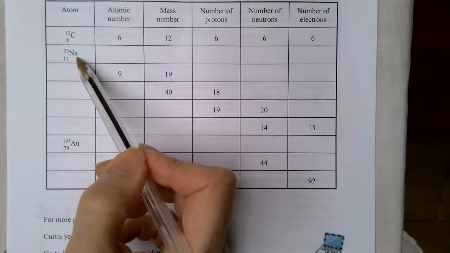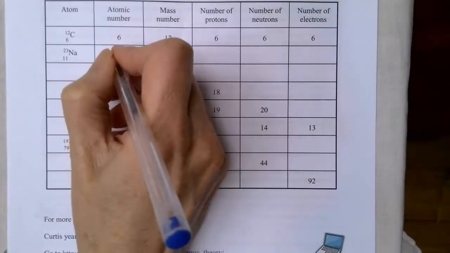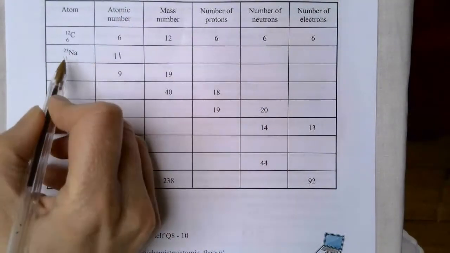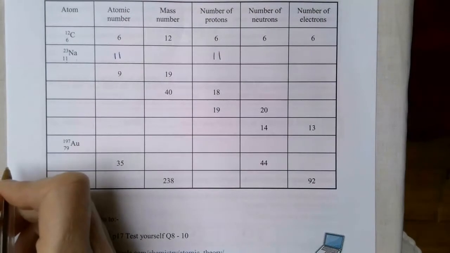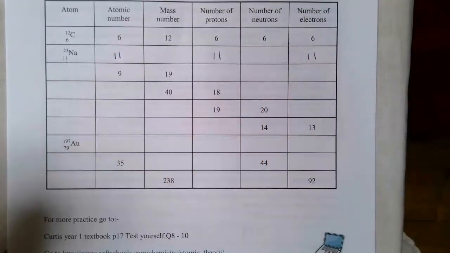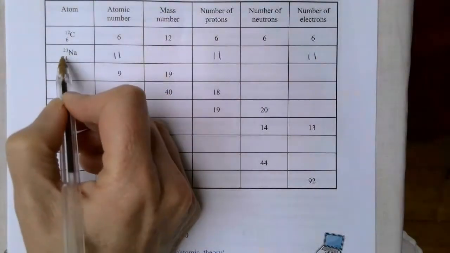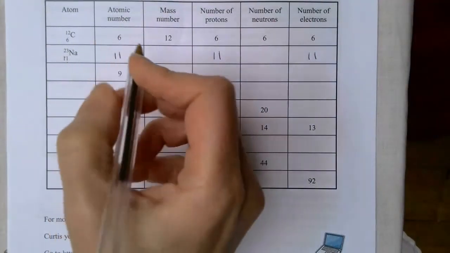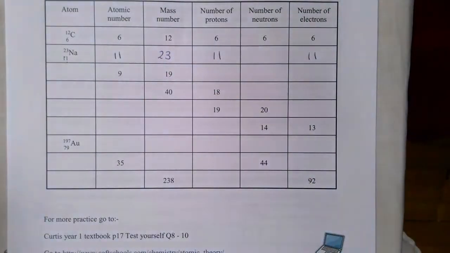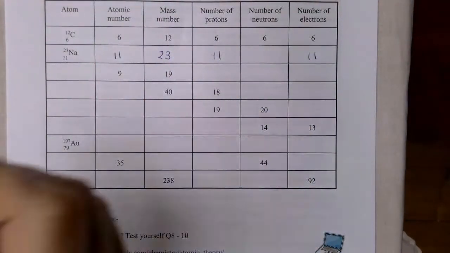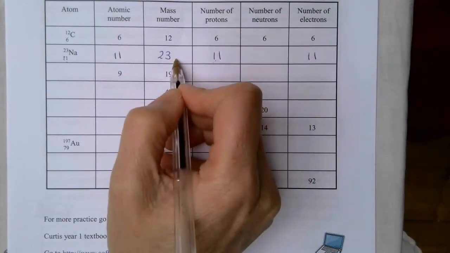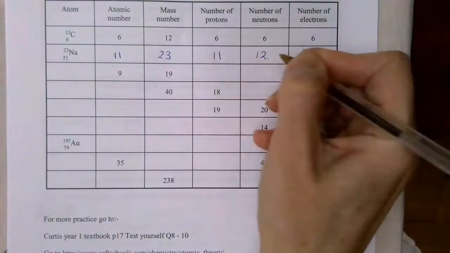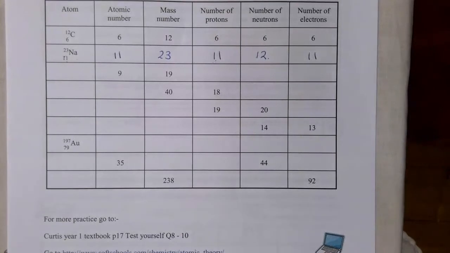So for example, if we look here for sodium, sodium has an atomic number of 11, and that is therefore the number of protons. Because it's a neutral atom, it is also the number of electrons. 23, on the other hand, is the mass number. So that is the number of protons plus neutrons. Well, if I have 11 protons, and I know that protons plus neutrons equals the mass number, I must have 12 neutrons. So have a go at completing the rest of that table.